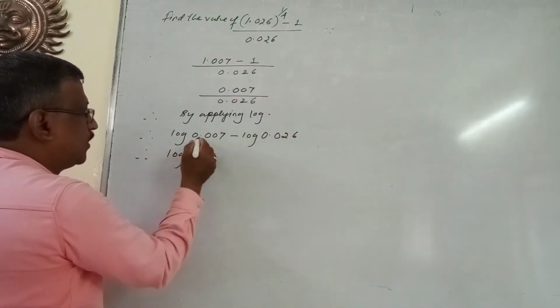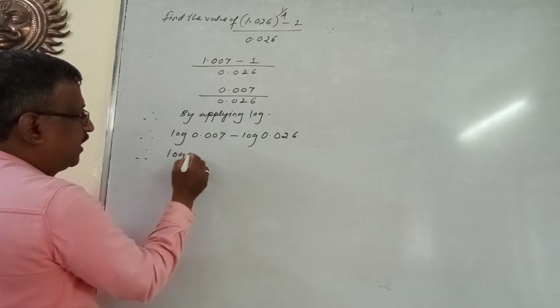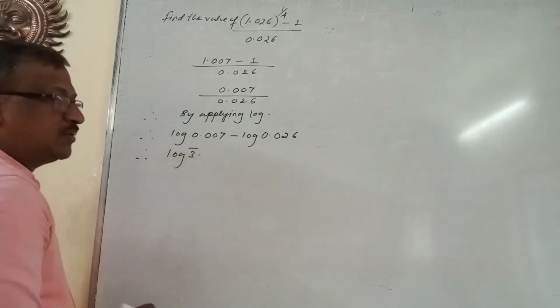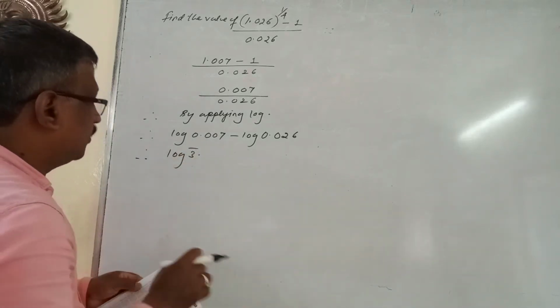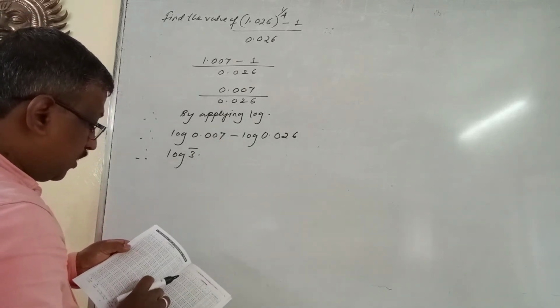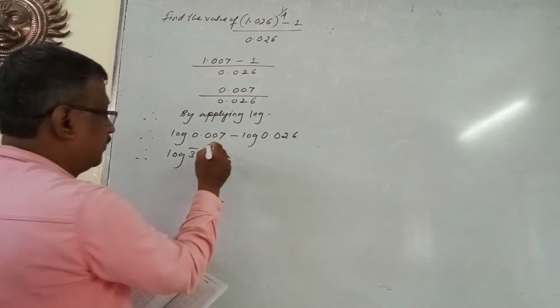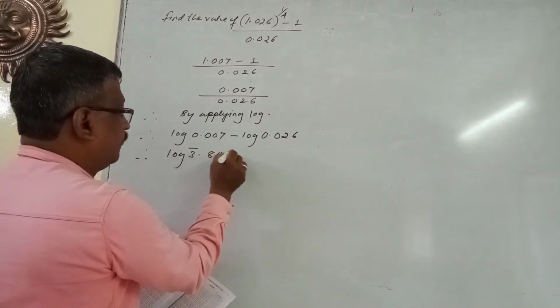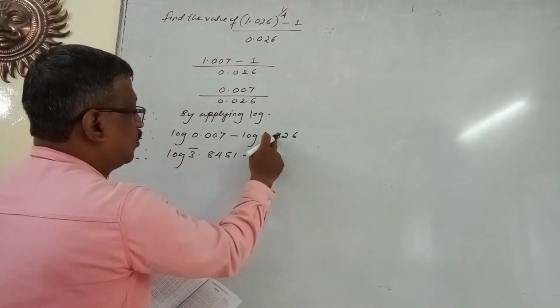So it is log of 0.007. Characteristics of this number will be bar 3. Place the decimal point and go for log. In the log you have to see 70 zeroth column, mean difference zeroth column. So it comes to 8451.